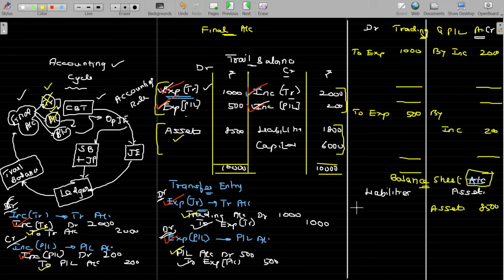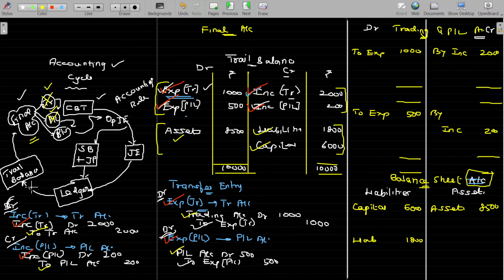Similarly, in the liability side, usually we'll start with capital. The capital here being 6,000 and liabilities 1,800. So only a statement, we don't pass the journal entry here, writing down the statement. As already told you, by preparing the final accounts, we have the trial balance as a base. From the trial balance, we prepare the final accounts.